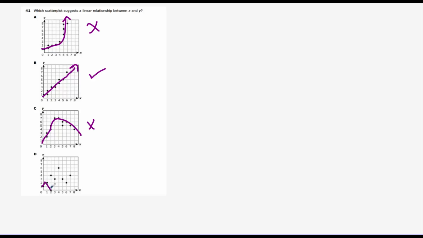And then this one, it's like a constellation or something. I don't know what it is. I thought it was gonna be a dog for a second, but couldn't make it happen. I don't know. This is nothing. This is no association. And if there's no association, then it can't be linear. So our only good answer is B. That's it. I'm not really sure what kind of work you can show for that. You just have to draw through the points.